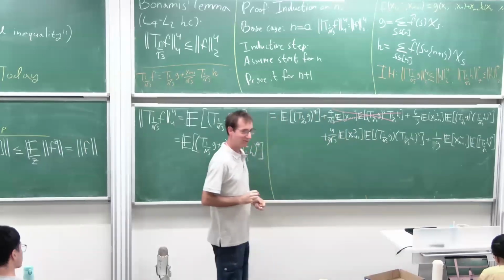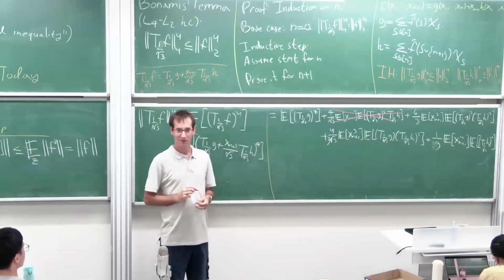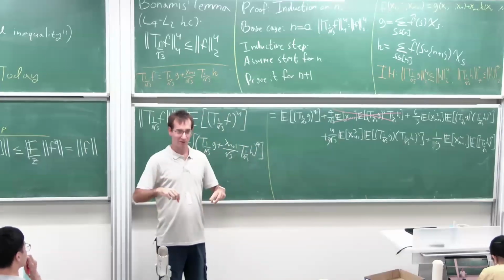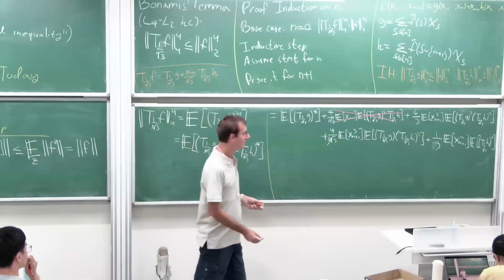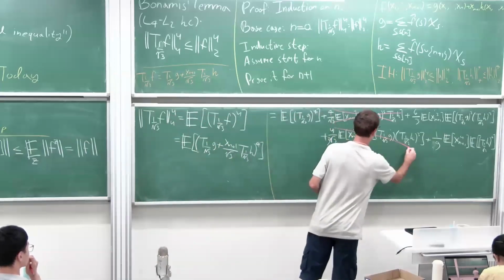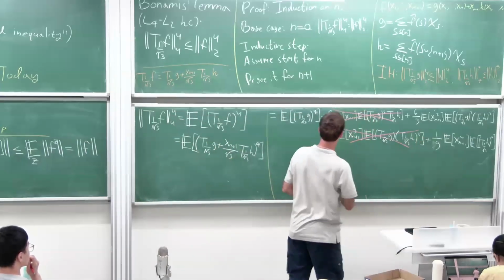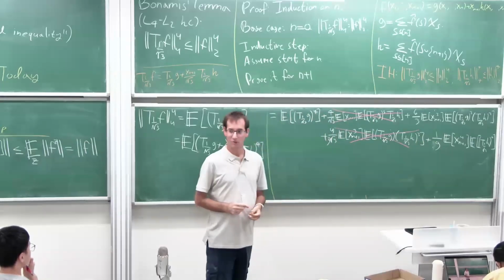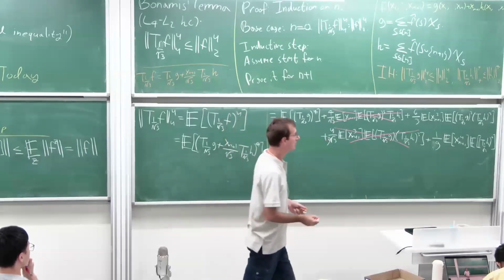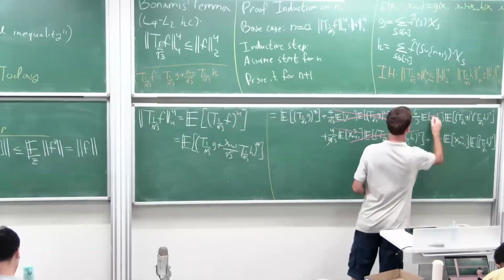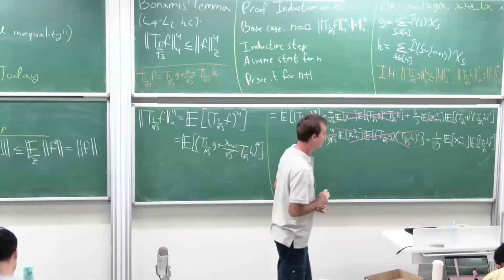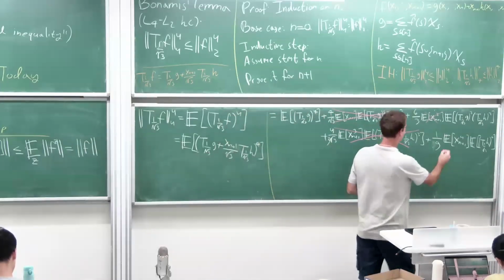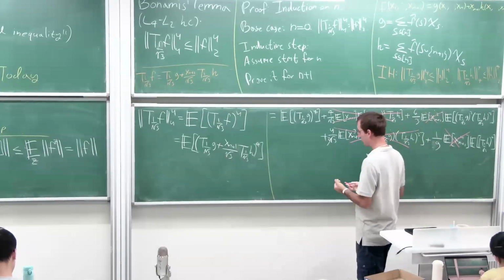What is the expectation of x_{n+1} cubed? 0. It's plus 1 with probability half, minus 1 with probability half. It's also 0, so we can forget about it. What is the expectation of x_{n+1} squared? 1. And what is the expectation of x_{n+1} to the power 4? 1. So I wrote all this mess, but actually we don't need it.